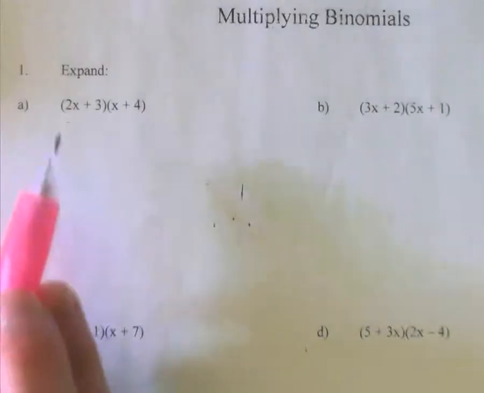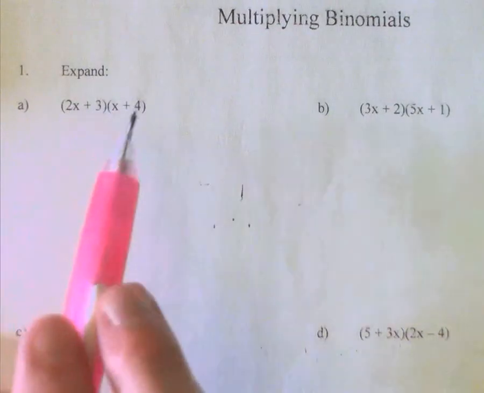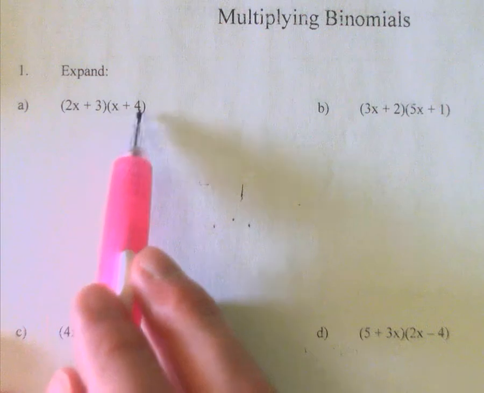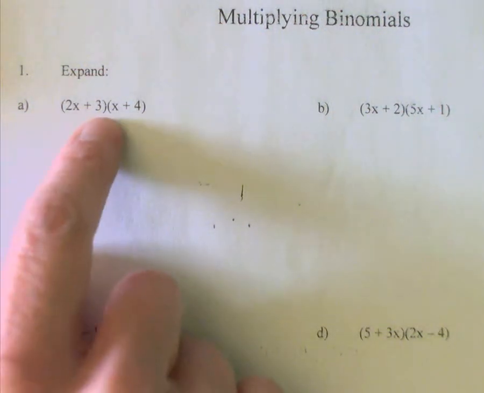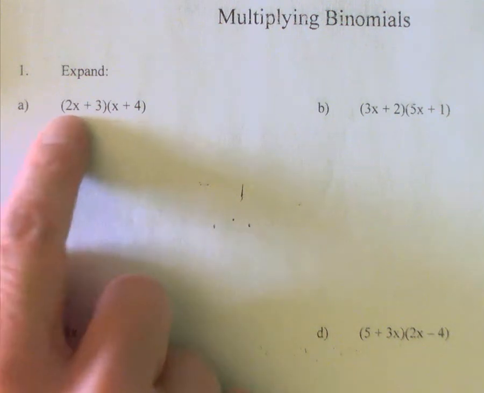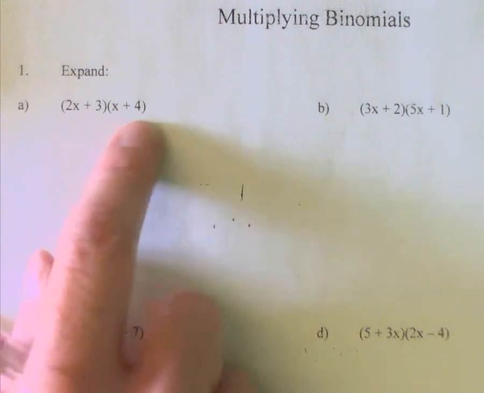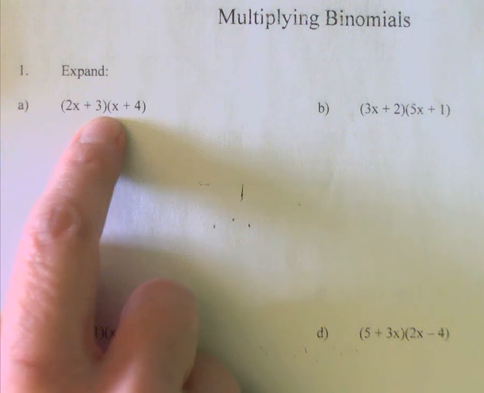So in this first bracket, I have a binomial. I have 2x plus 3. And in this second bracket, I have x plus 4. And this is different than what we did yesterday because there's no plus or minus between the brackets. Okay, so what I want to do is multiply everything in this bracket with everything in this bracket. And the difference is, again, there is no plus or minus between the brackets.